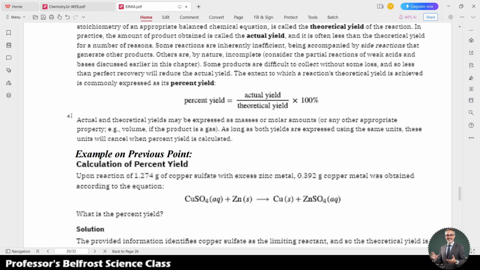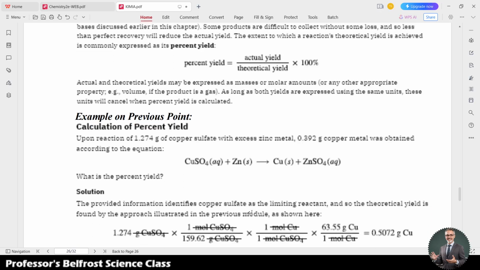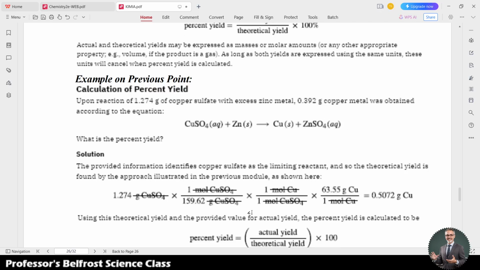So actual and theoretical yields may be expressed as masses or molar amounts. And as long as both yields are expressed using the same units, the units will cancel when percent yield is calculated.